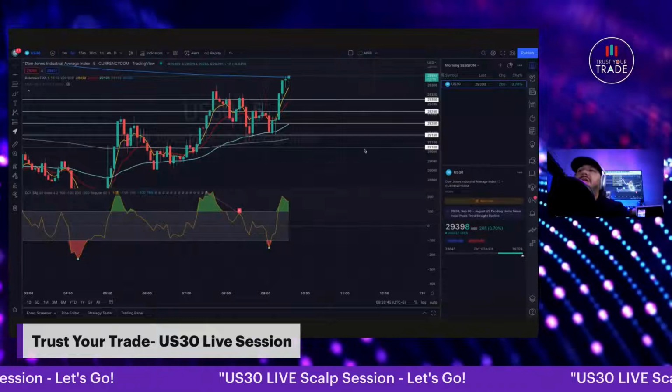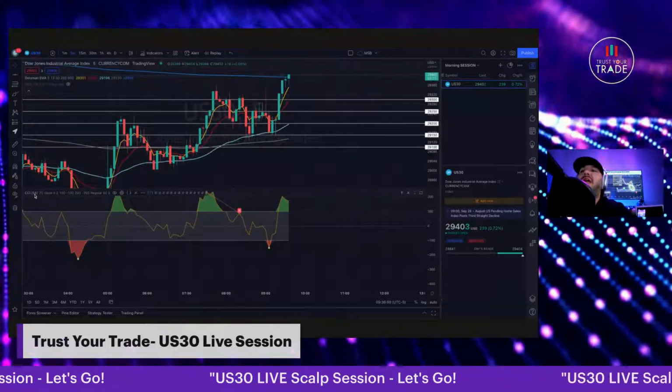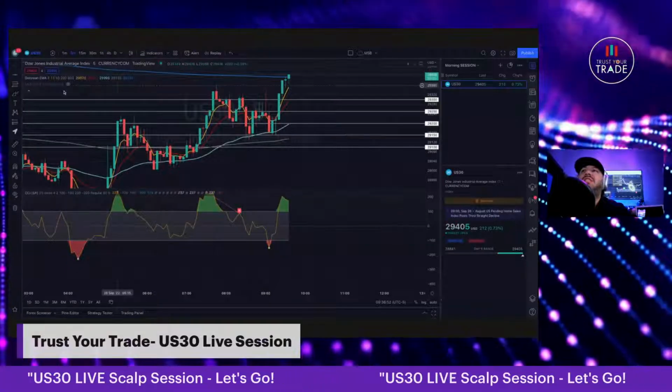So this isn't a scanner. It's just an indicator called the CCI. That's literally what it's called, the CCI indicator.